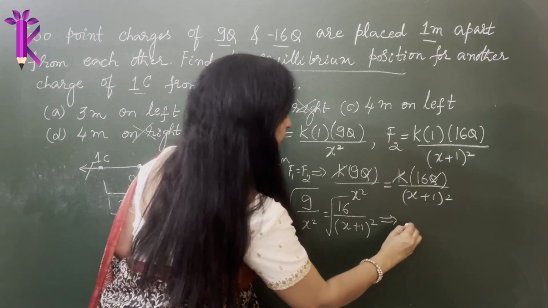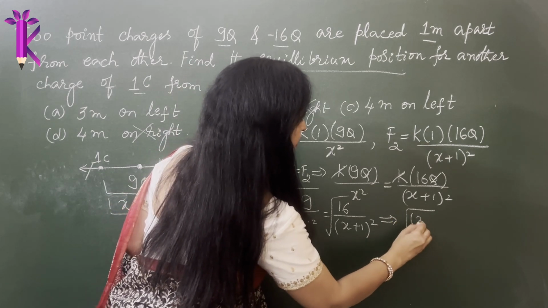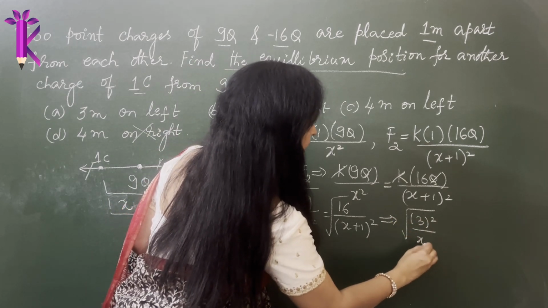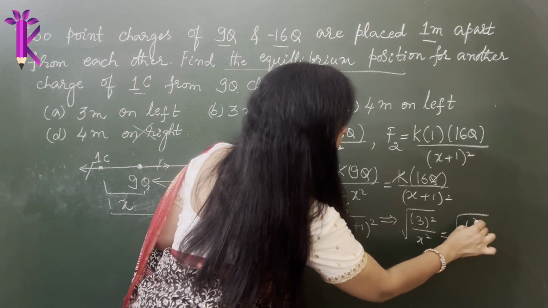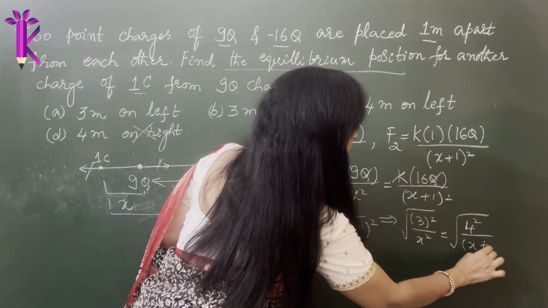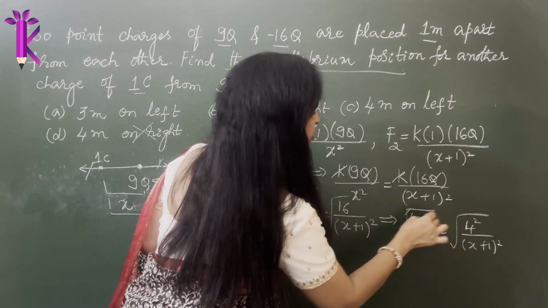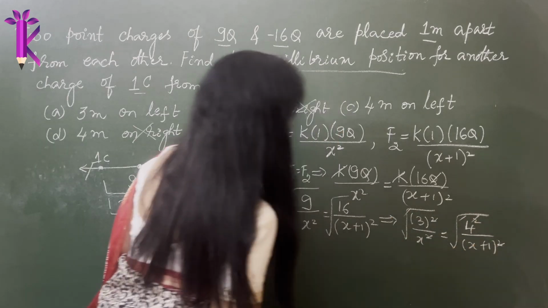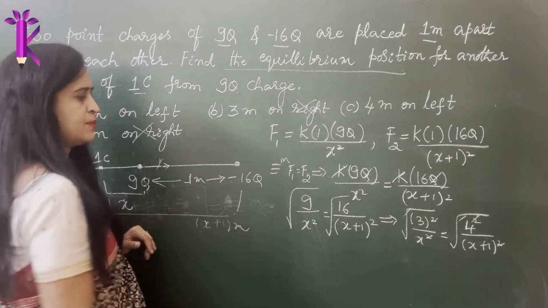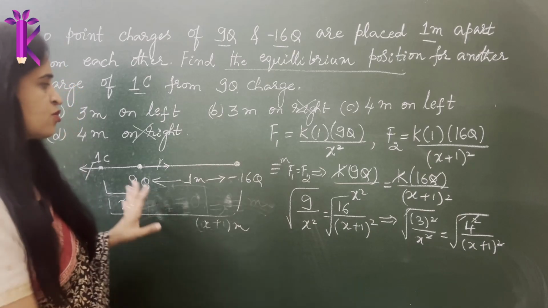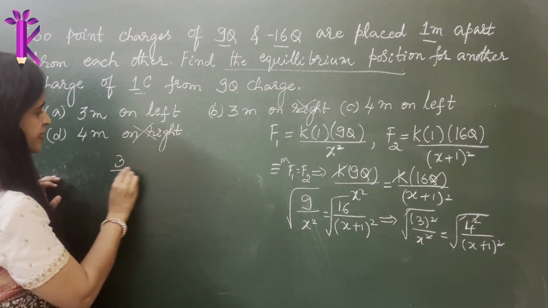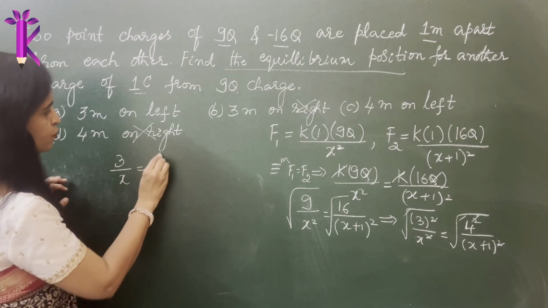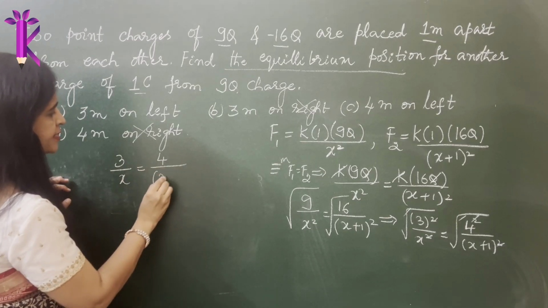So this will be root of 9 can be written as 3 square whole divided by x square is equal to 16 can be written as 4 square whole divided by x plus 1 the whole square. So square, square root gets cancelled. What are you left with? I'm not sure if you can see below, so I'll erase this part and do it. Yep, so let's simplify. It has to be 3 divided by x is equal to 4 divided by x plus 1.